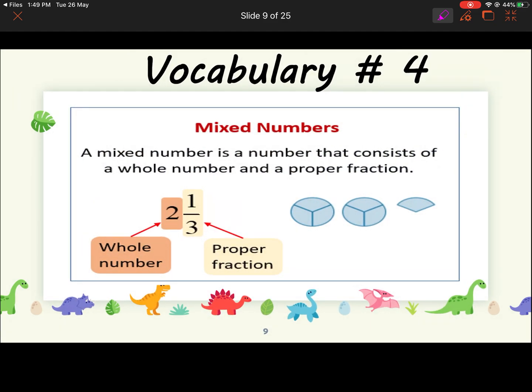Now see vocabulary number 4, mixed numbers. A mixed number is a number that consists of a whole number, which is this, and a proper fraction, which is 1/3. So 2 is a whole number and 1/3 is a proper fraction. If you look at the fraction model, there are 2 wholes like that, 1 whole, 2 whole, and 1/3 is what? Now complete the figure like this. Okay, so this is 1/3.